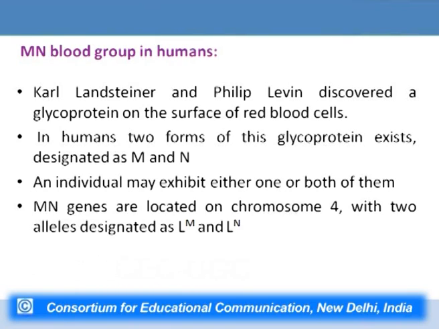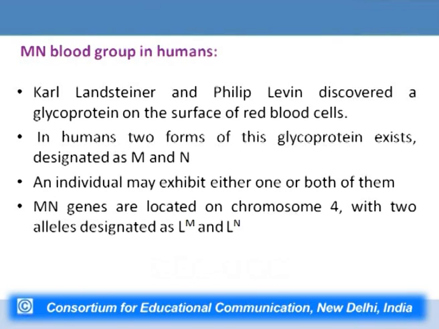Another prominent case which comes into study in genetics very often is that of MN blood group in humans. Carl Landsteiner and Philip Levine discovered a glycoprotein on the surface of red blood cell. In humans, two forms of this glycoprotein exist, which are designated as M form and N form. The glycoprotein can be either M glycoprotein or it can be N glycoprotein. An individual may exhibit either one or both of them in his or her red blood cell. It is not dependent on sex of the individual.